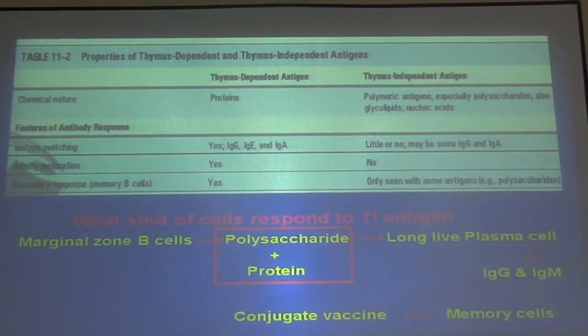So by joining the protein to the polysaccharide, you can make a vaccine able to produce memory cells, which in the normal condition polysaccharide cannot do. So in this way, they make it.